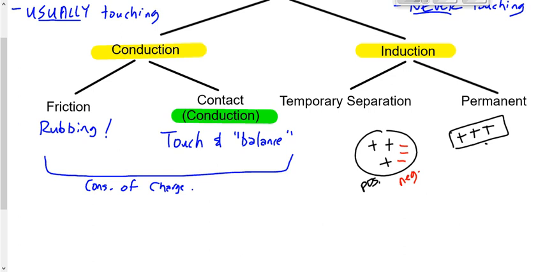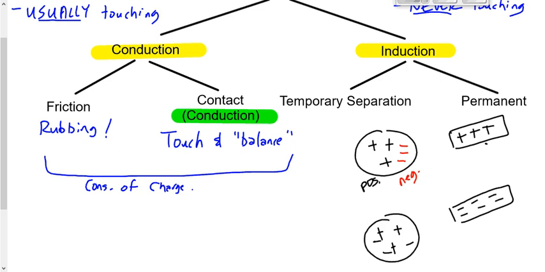All right, let's draw another one here. Let's draw our neutral object again. Same number of positives, same number of negatives. This time, we'll bring a negative object nearby. What's going to happen to the protons in this neutral object now? Well, there's a quick one-word answer to this. What's going to happen to the protons? The answer is nothing. They're going to stay where they are.